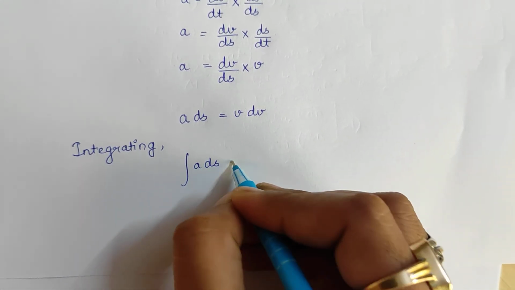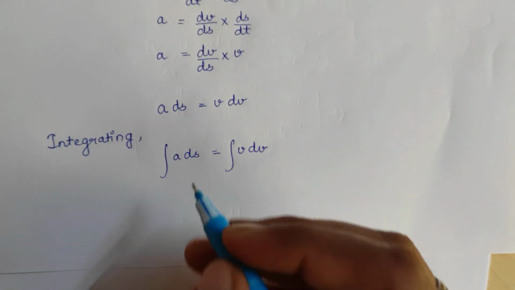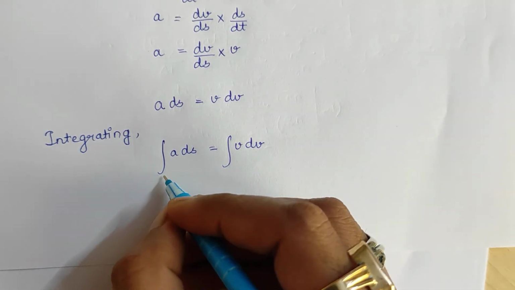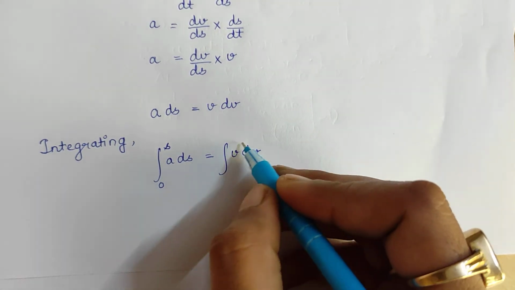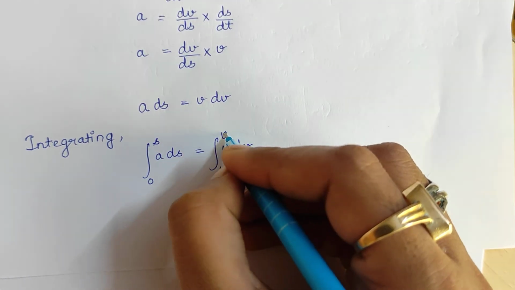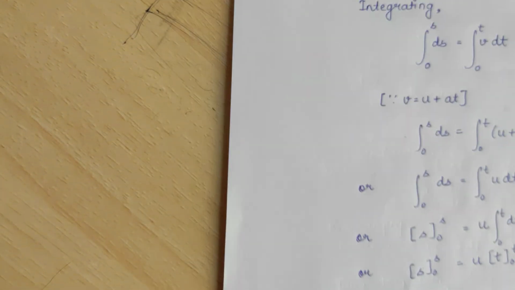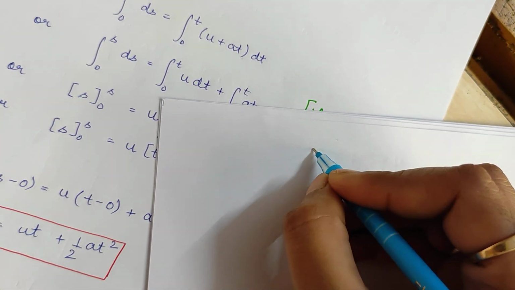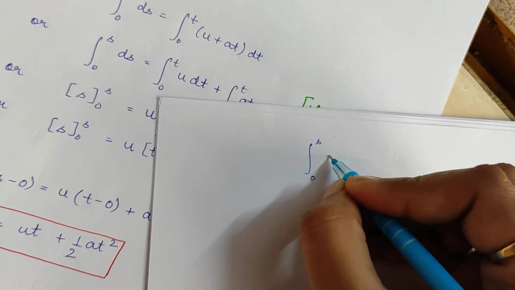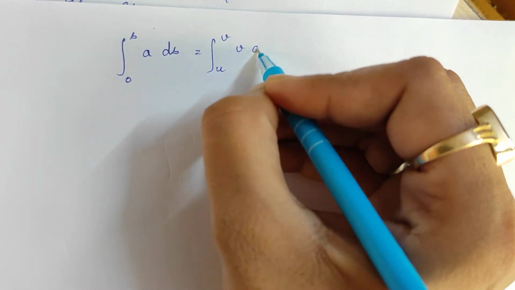Integration of ds is equal to integration of v dv. We will put the limits. For distance, the limits will be from 0 to s, and for velocity, the limits will be from initial velocity u to final velocity v. Fine. Now to proceed, we will again write this: from 0 to s, a ds is equal to from u to v, v dv.